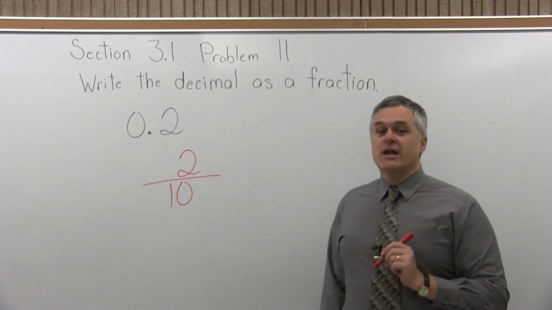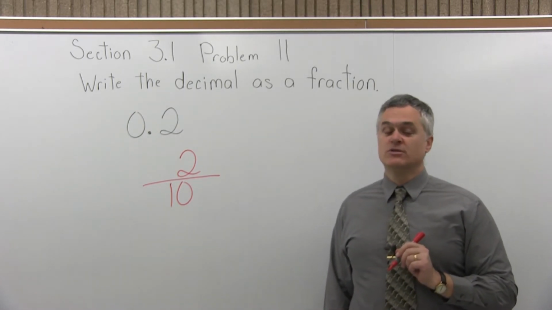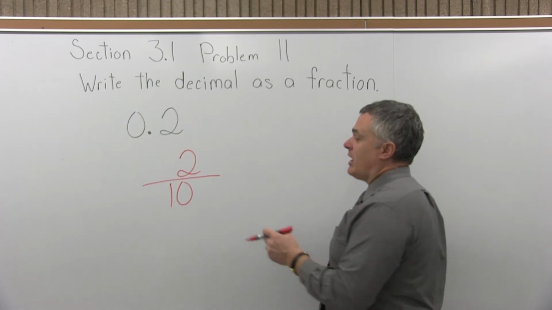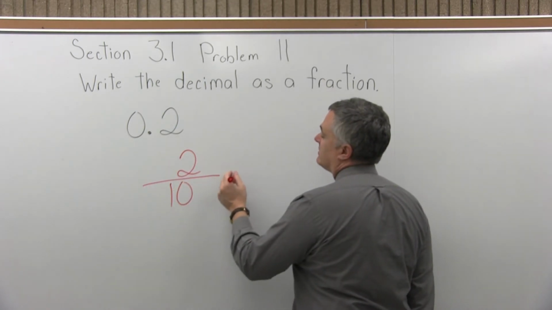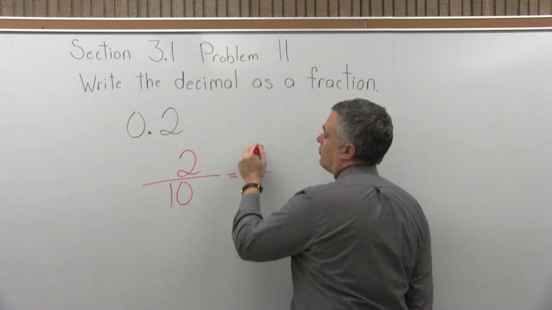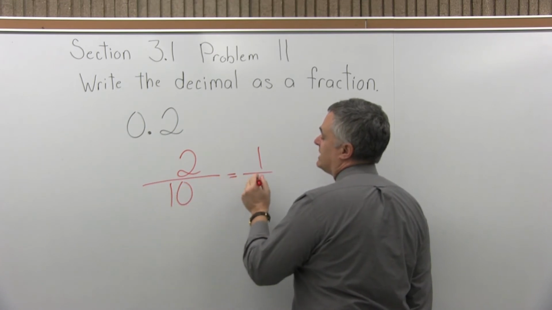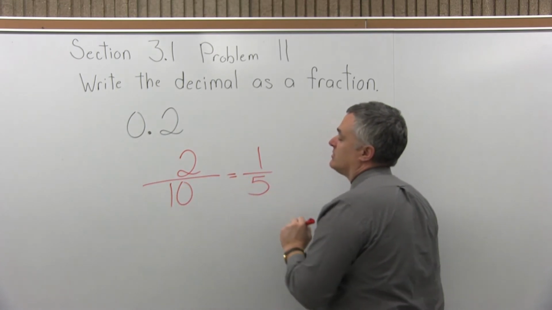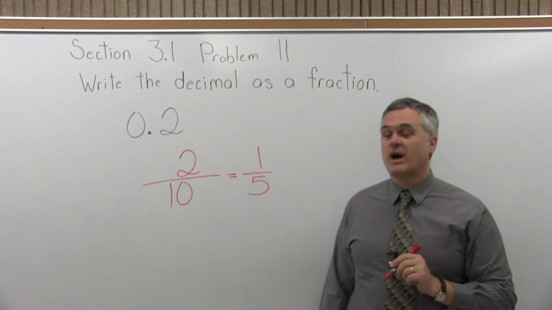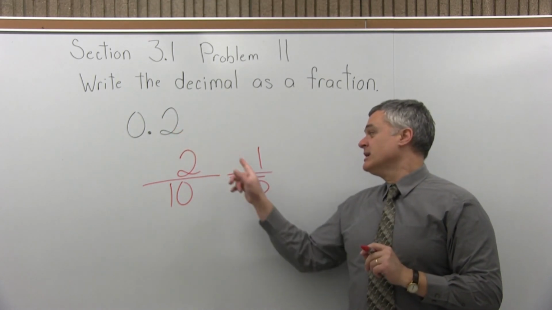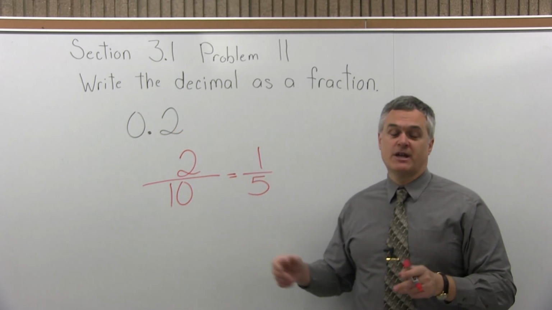So I get 2/10. Step 4, reduce if you can. Well, the 2 and the 10 are both even. 2 goes into 2 once. 2 goes into 10 5 times. So its reduced version would be 1/5. So 0.2 is equivalent to 1/5 as a fraction.